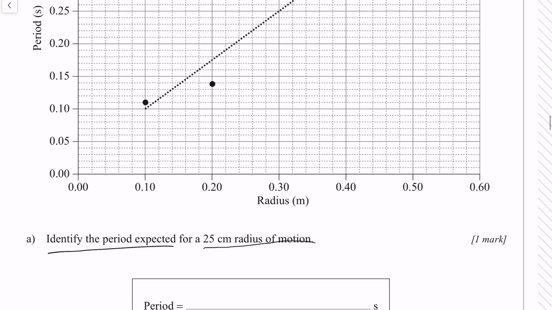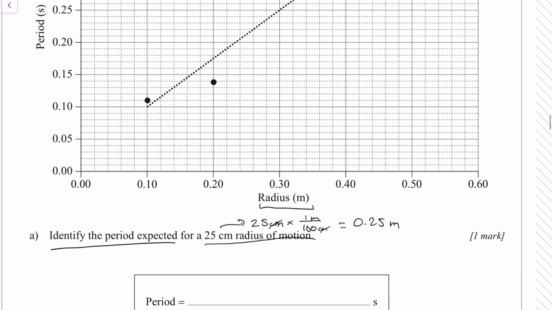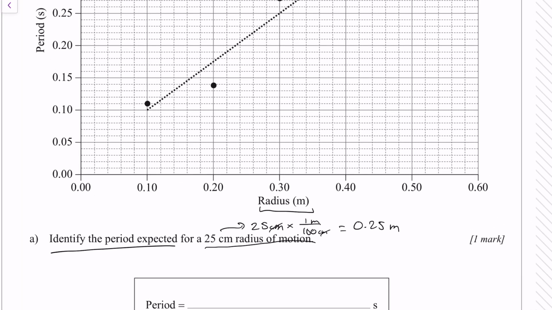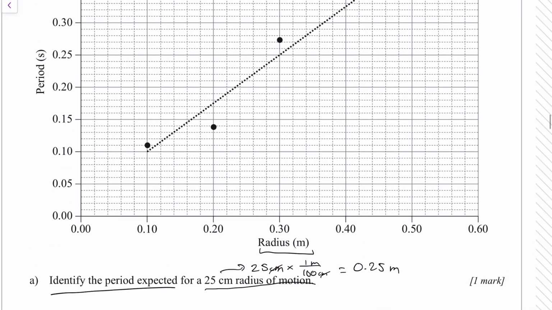All right, we convert that to meters or SI units, which the graph is in as well, which is good. So 25 centimeters, we know that there's 100 centimeters in a meter. All right, so that's how we convert. We divide by 100, and that gives us 0.25 meters. Okay, but that's not our answer. That is the radius, but we need to find the period expected.